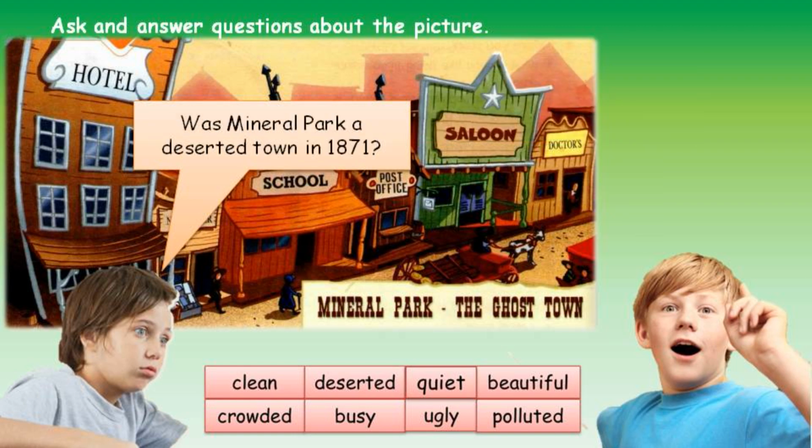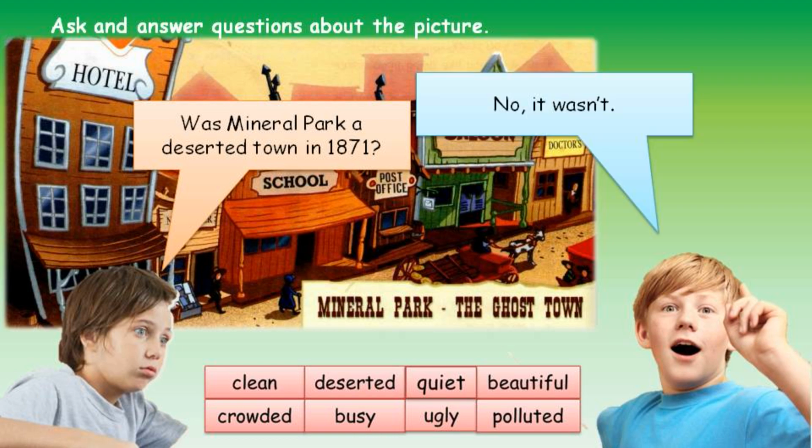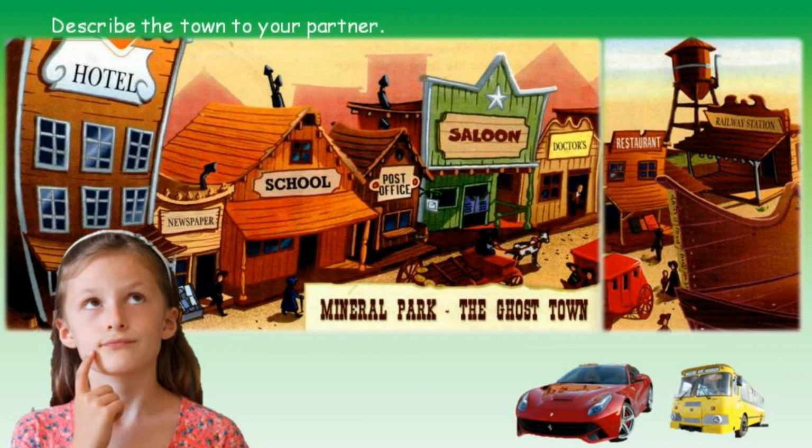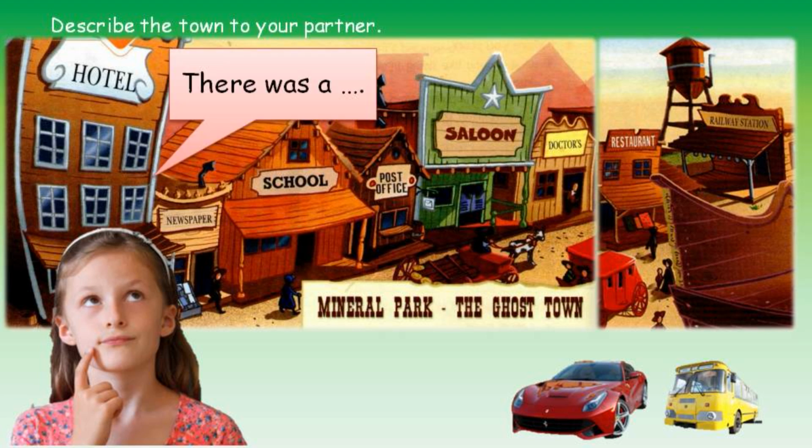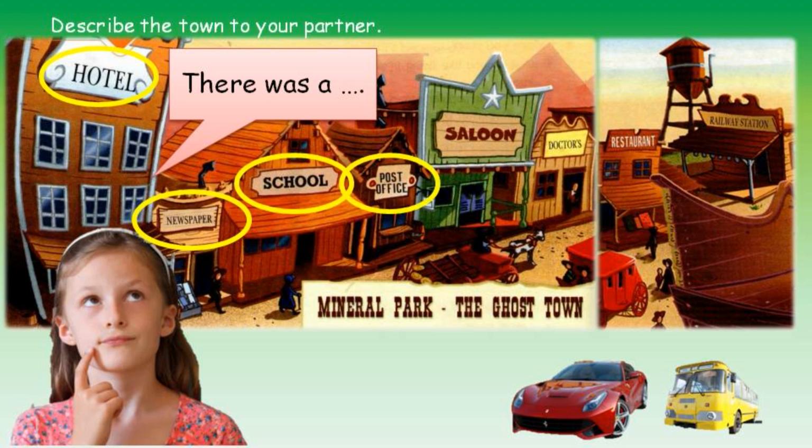Was Mineral Park a deserted town in 1871? No, it wasn't. Describe the town to your partner. There was a hotel, newspaper, school, post office, saloon, doctors, restaurant, railway station.